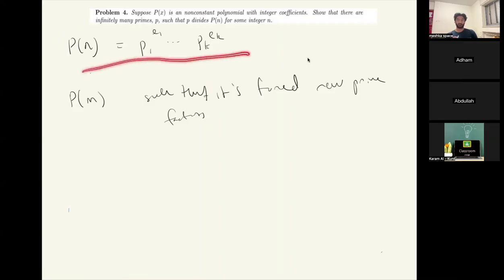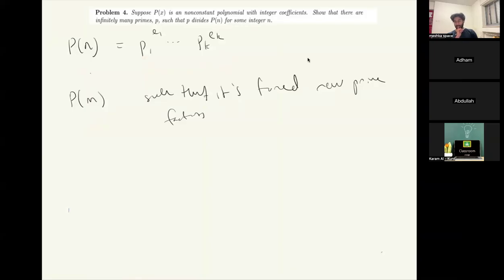So I know n has these prime factors p1 through pk with some multiplicity. Can I write down another number that must have some of the same prime factors? So I'm doing something counterintuitive. Instead of forcing p of m to have different prime factors, I want to force it to have some of the same prime factors. Not all of the same, but just some. Let's say I want to make it so p of m is divisible by all of these.